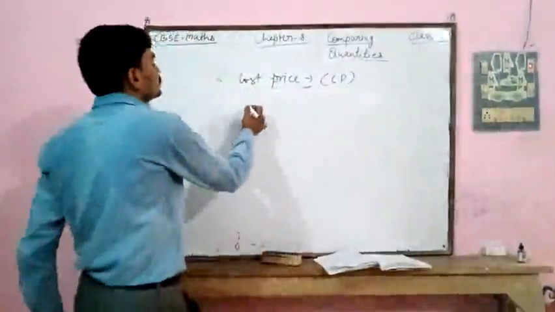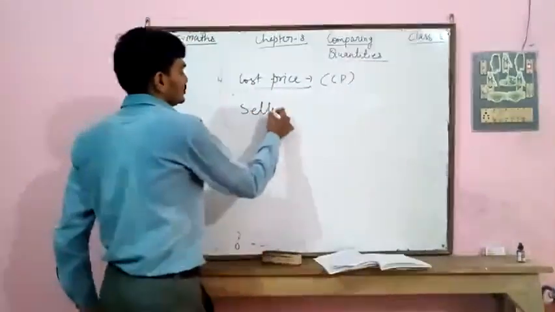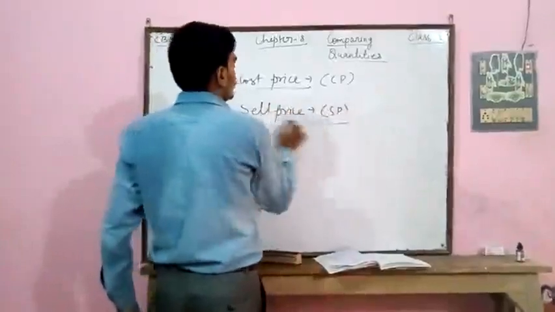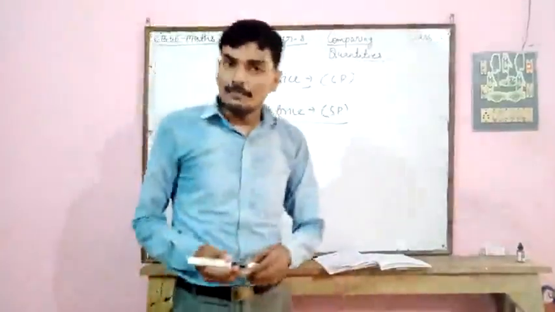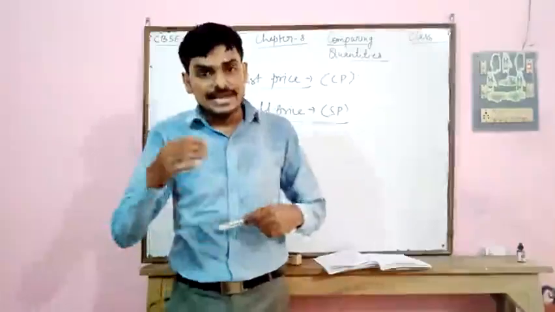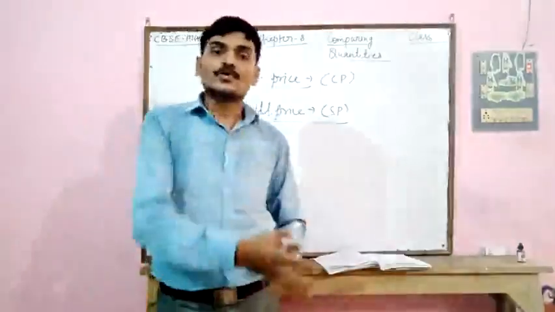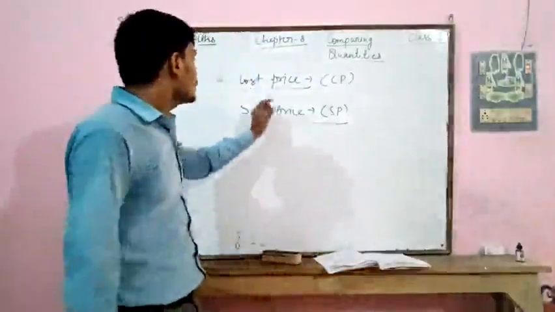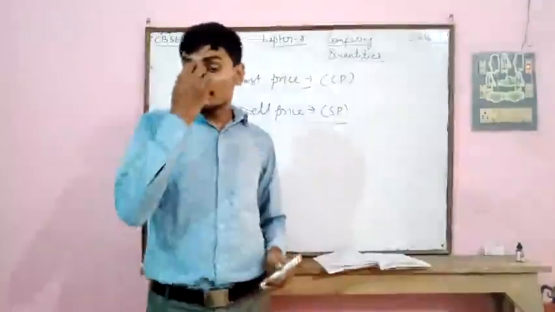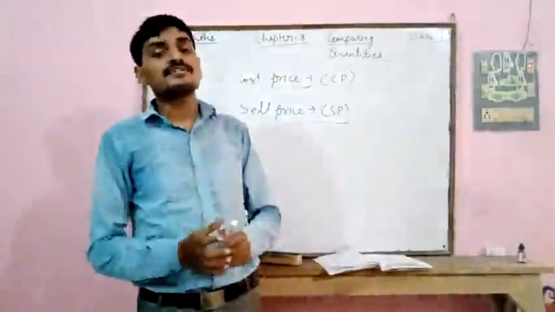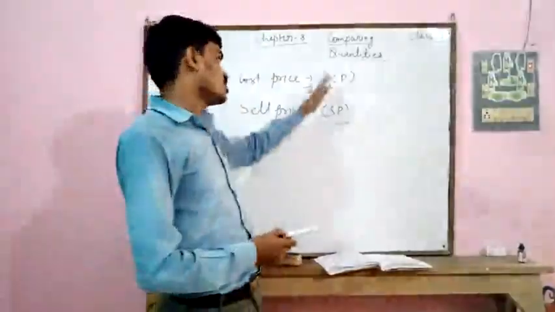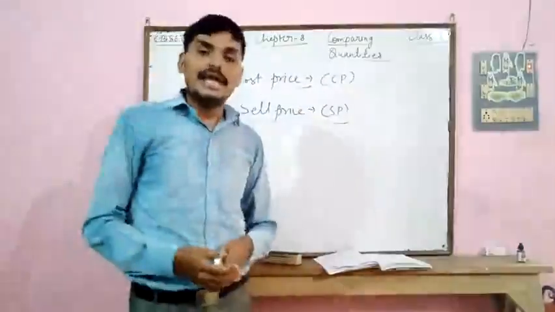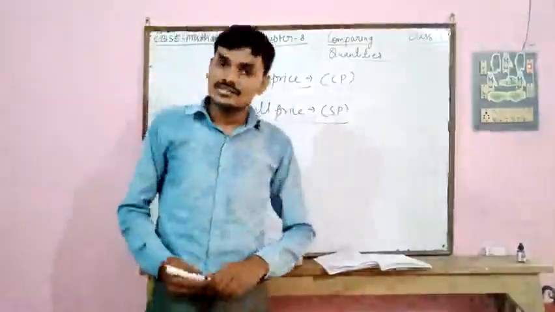Okay, now come to the selling price. That is SP. What is the selling price? The price at which any seller sells a product is known as the selling price. That is, the price at which the seller buys any product is known as the cost price, and the price at which the seller sells any product is known as the selling price.